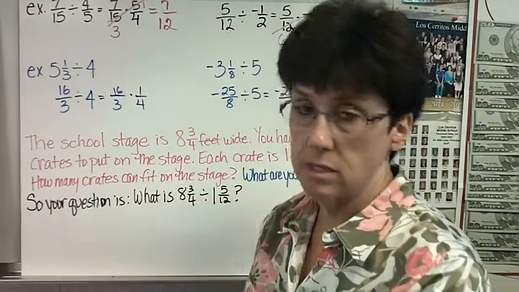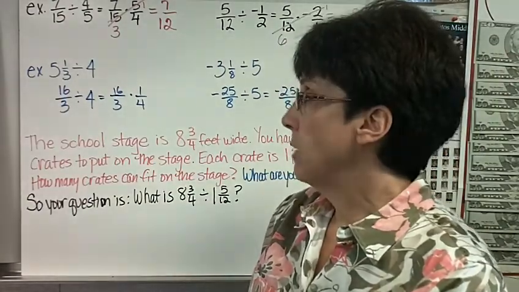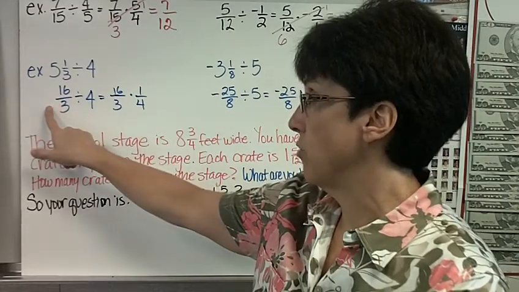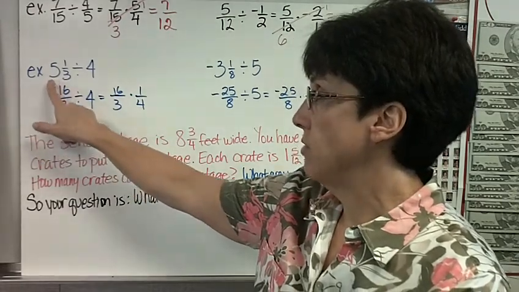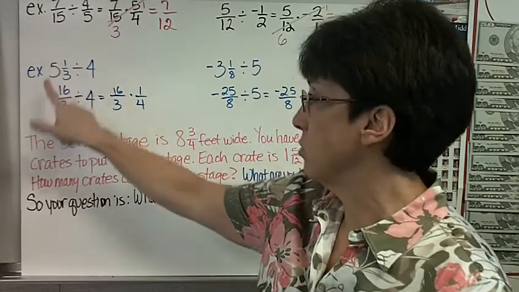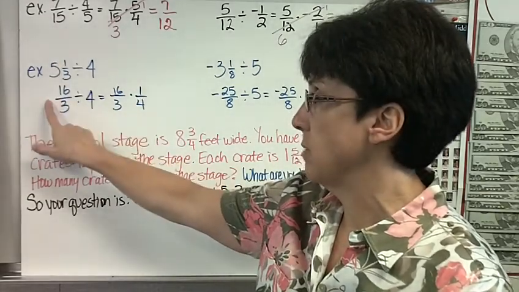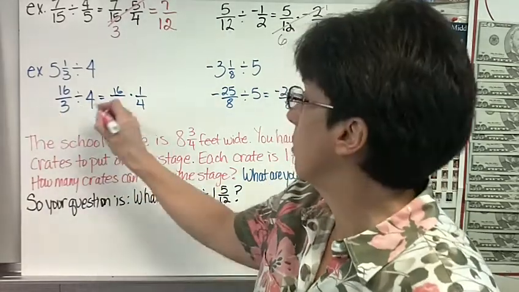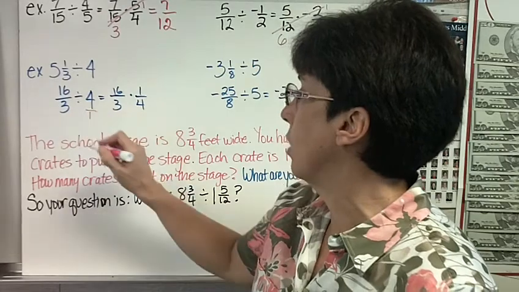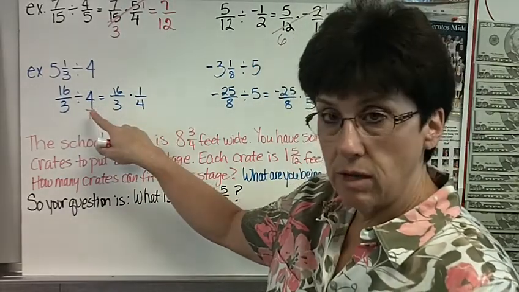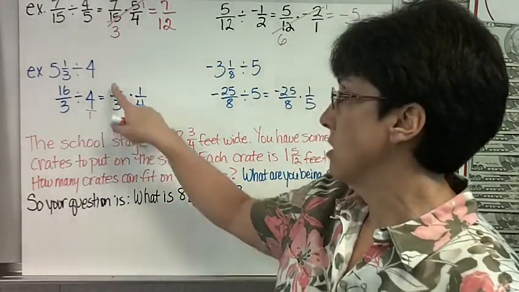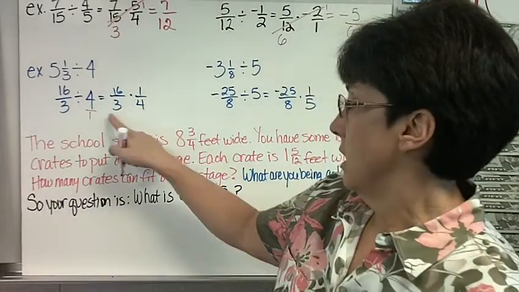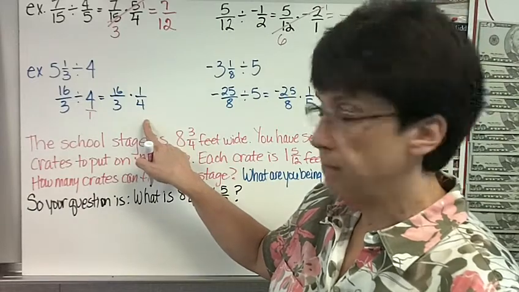Well, what if I have a mixed number? Whenever you're multiplying or dividing with fractions, it's really much easier to change your mixed number into an improper fraction. So 3 times 5 is 15 plus 1 is 16. So this problem is the same as this problem. 16/3 divided by 4. Remember, any whole number can be made into a fraction by putting it over 1. So now instead of dividing by 4, I'm going to multiply by the reciprocal. So 16/3 times 1/4. They're both positive, so I don't have to worry about that.